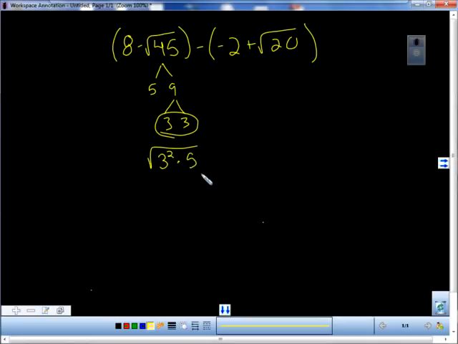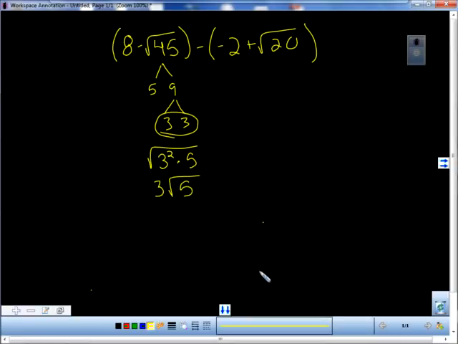And if I simplify that further, what's that going to give me? 9 times 5. Well, it's the square root of 45. We're trying to simplify. We don't want to put everything back together. It's 3 times the square root of 5. Square root of 3 squared is 3. I can't take the square root of 5, so it's just root 5.